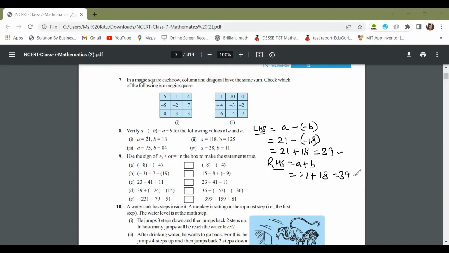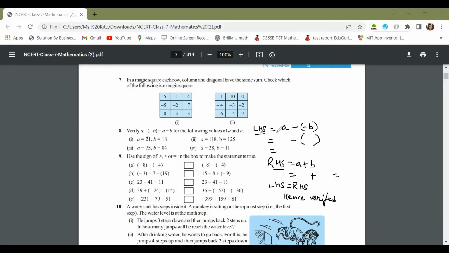So when LHS and RHS are the same, you will write LHS equals RHS, hence verified. So that means the first part is correct. Now we will prove the second, third and fourth parts. So let's switch to the second part now. I'll just replace the digits here. The rest of the things are the same. So we'll write the digits here.